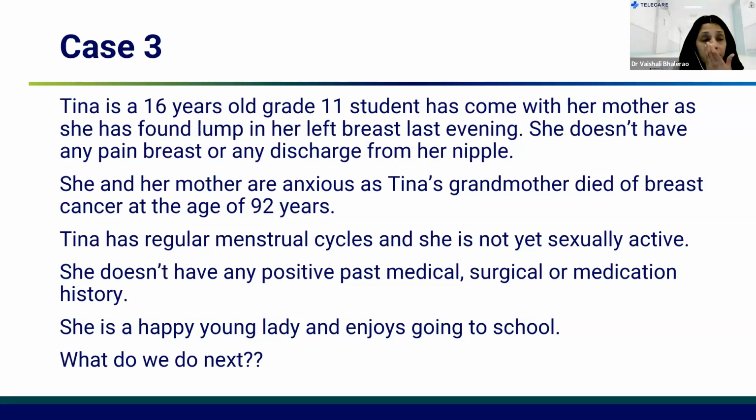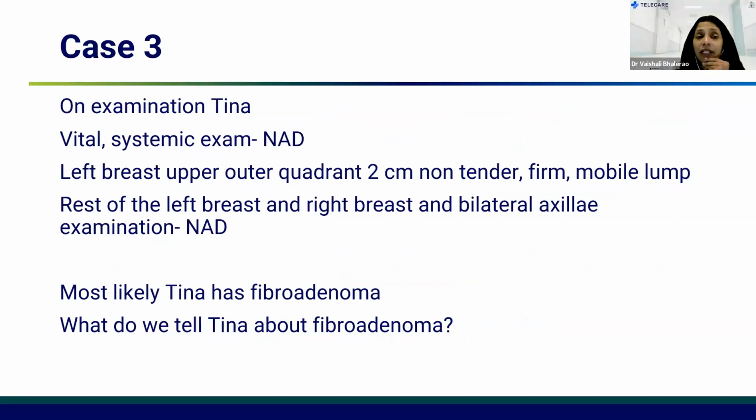We examine Tina. So vital and systemic examination is normal. In the left breast, upper quadrant, a 2 centimeter non-tender, firm, mobile lump is there. The rest of the left breast, the right breast and bilateral axillary examination is normal. So most likely Tina has fibroadenoma. So what do we tell Tina about fibroadenoma?